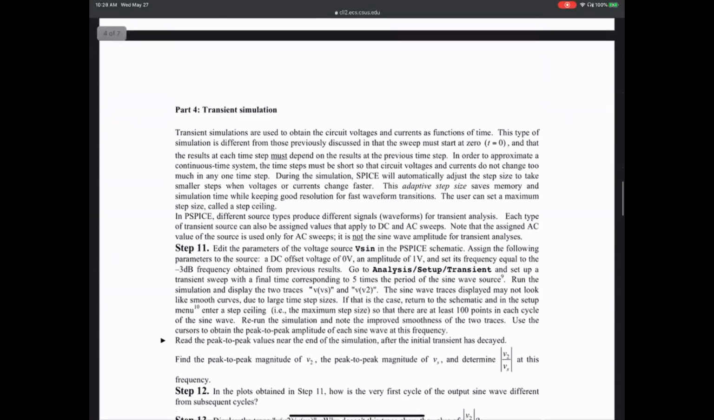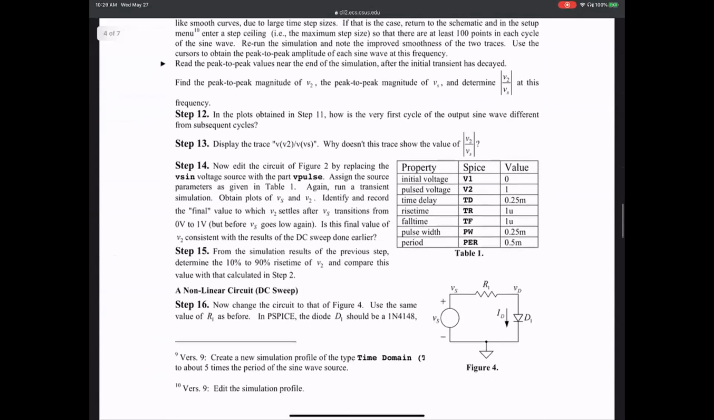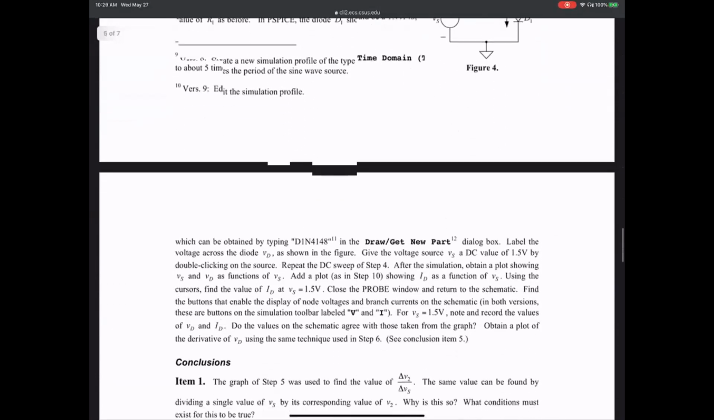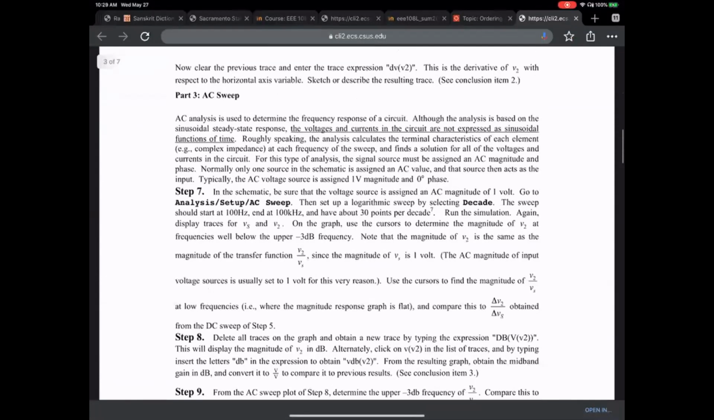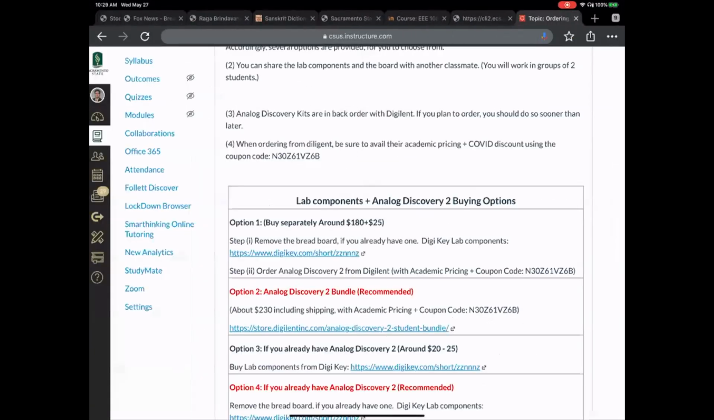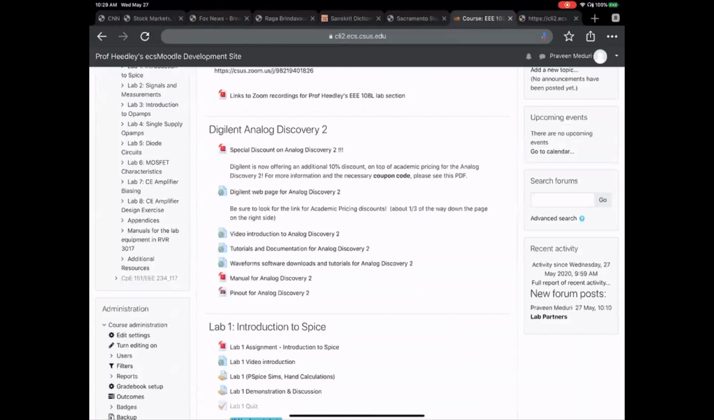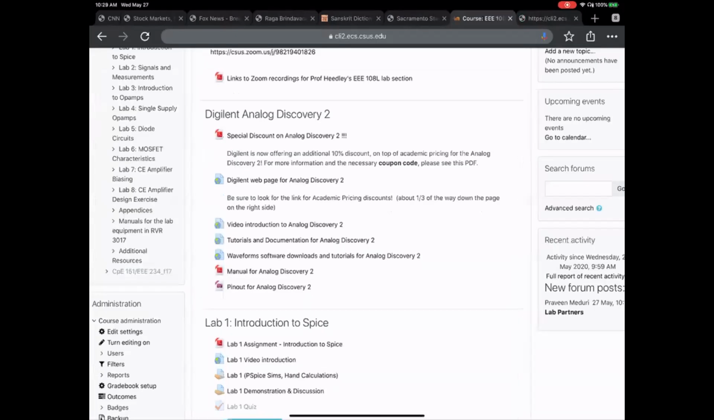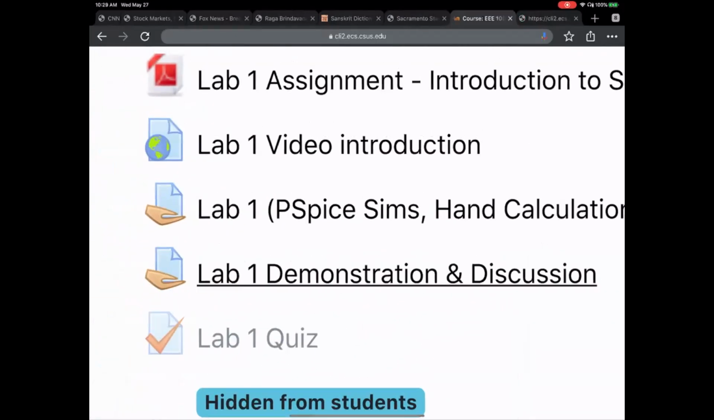And in addition to that, you will also do the hand calculations necessary. So any lab that you do, when it comes to the pre-lab, what you will have to do is take screenshots of your simulations and hand calculations, put them all into one PDF file, and submit into the lab 1 PSpice sims and hand calculations. When you look at the title, lab 1 PSpice sims and hand calculations, that should tell you what is included in the pre-lab.